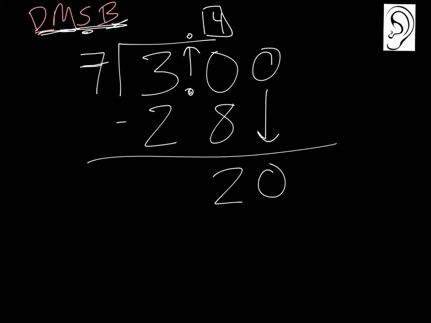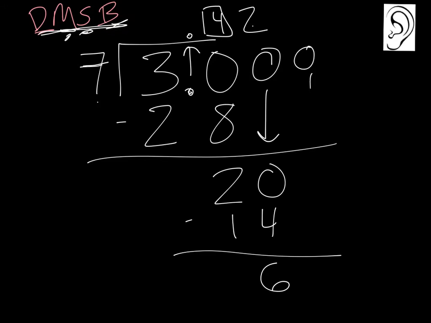So now I'm asking myself, how many times can 7 go into 20? 7 can go into 20 twice, so I put my 2 up top. I go into multiply mode, and so now I go 7 times 2, and that's 14. I subtract, I get 6, and then I can bring down an extra 0.